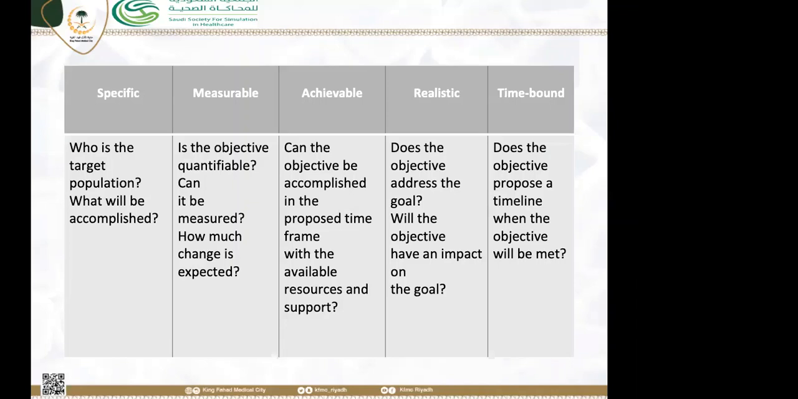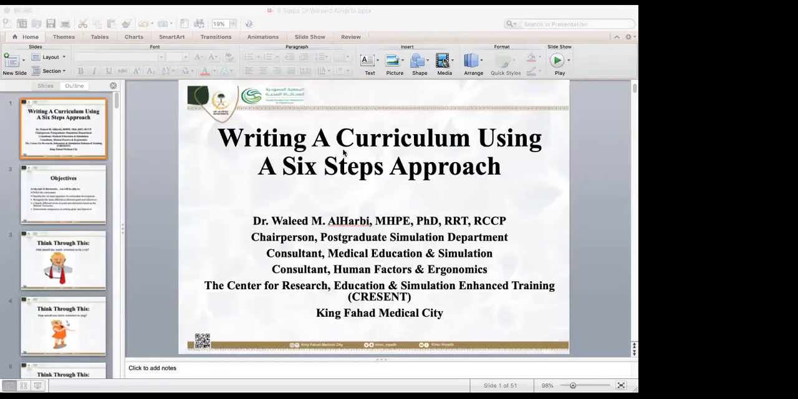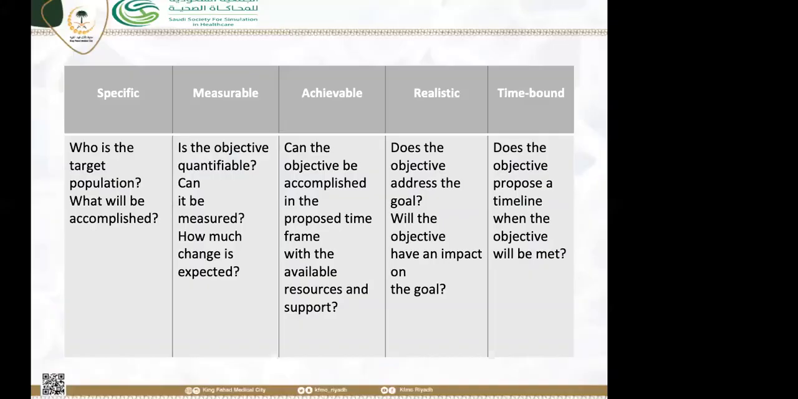Achievable, our objective has to be achieved and accomplished. Realistic, does this objective address the goal? And will the objective have an impact on a goal or not? We have to be realistic. Our objectives have to be realistic. Time bound, does the objective propose a timeline for when the objective will be met?